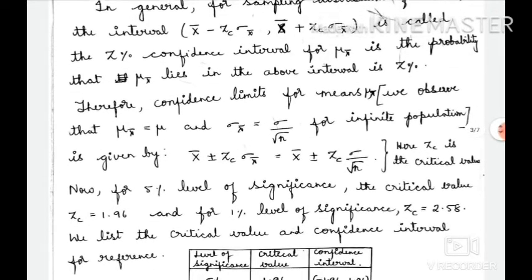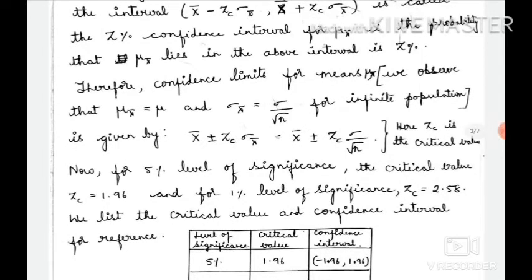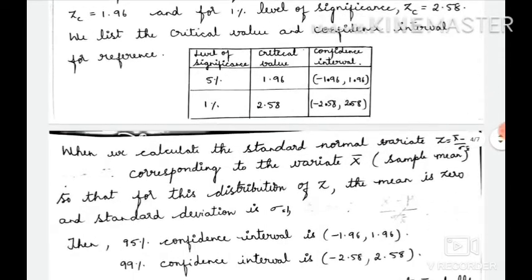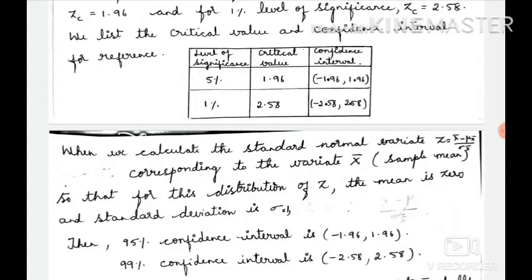We also need to know that sigma x bar is the sample standard deviation, which is sigma by root n, where sigma is the population standard deviation and n is the sample size, for the infinite population. Using the formula x bar plus or minus zc times sigma by root n, we get the confidence limits, and adding and subtracting, we get the upper and the lower limit of the interval. The table gives us the critical values and the confidence intervals.